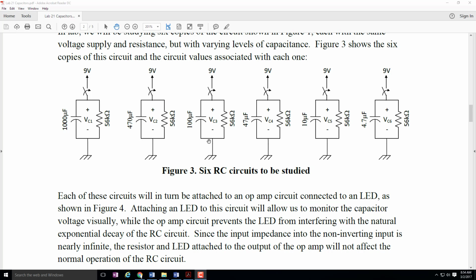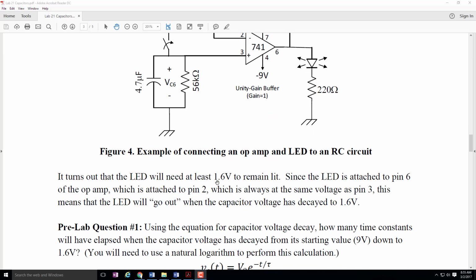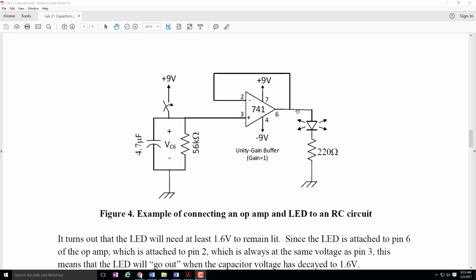stays lit. Now, I did an experiment for you that has saved you some time, and that is to see that the LED needs at least 1.6 volts to remain lit. So what that means is that pin 6 must have 1.6 volts on it to go through the LED and to go through the resistor to ground. When pin 6 drops below 1.6 volts, then the LED will dim and it'll eventually go out. And so since pin 6 needs to have 1.6 volts, that means that pin 3 has to have 1.6 volts, and that means that V sub C has to have 1.6 volts.